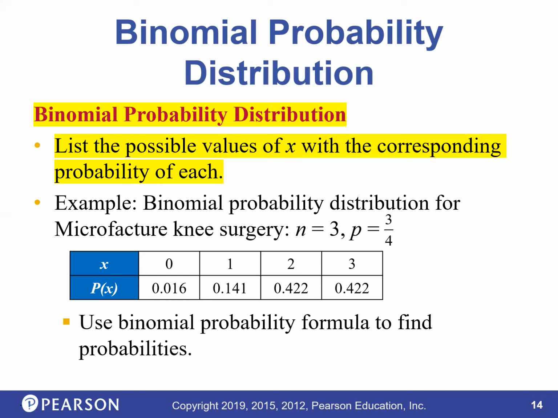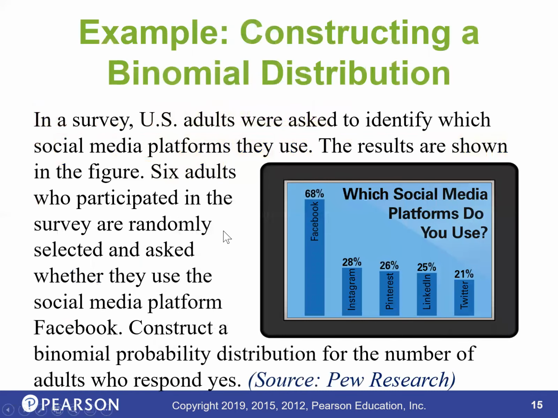Okay, so let's do an example as we go. Example, constructing a binomial distribution. In a survey, US adults were asked to identify which social media platforms they use. Results are shown. So 6 adults, I'm going to write that down. Six adults participated in a random survey and were asked whether they use the social media platform Facebook. Construct a probability distribution for the number of adults who responded yes.